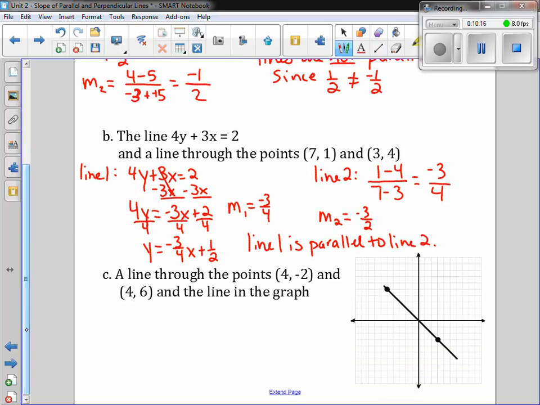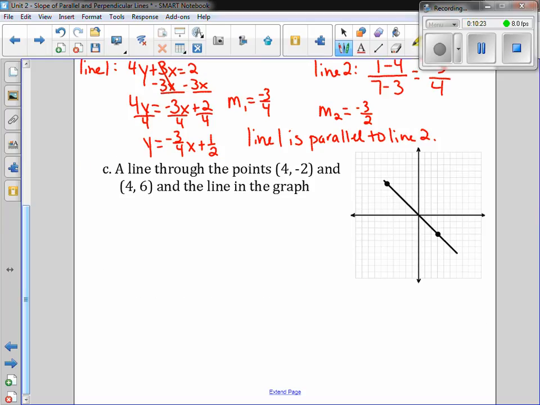Our last example here, we have a line through 2 points, 4, -2, and the line on the graph. So in this example, we actually want to plot our points just to double check. So I have this line given. I want to find the slope of it. So I'm going to come down because it's a negative line. I'm going to come down 8, and I'm going to run 8, which means this has a slope of -1.